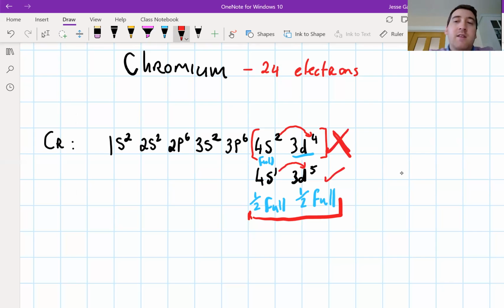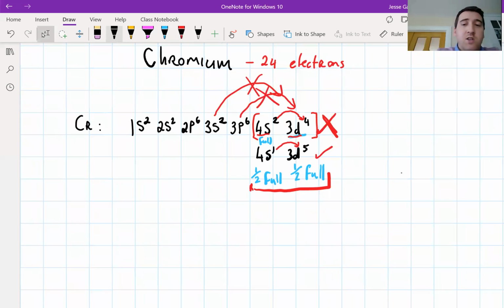And again, this makes the configuration more stable. All right, now notice it doesn't move from the 3p to the 4d. That never happens. It doesn't move from the 3s to the 4s. That doesn't happen. It only moves from the 4s to the 3d. Okay, now that you know how to do that, I'm going to tell you what the other element is, and I want you to do it the same way.